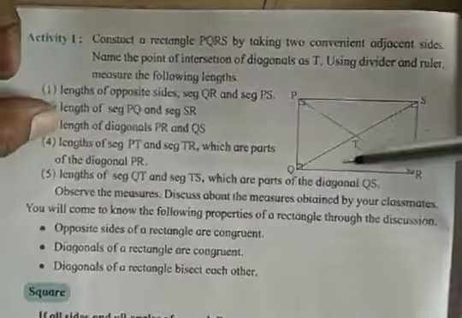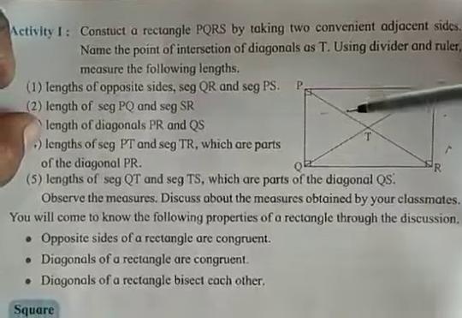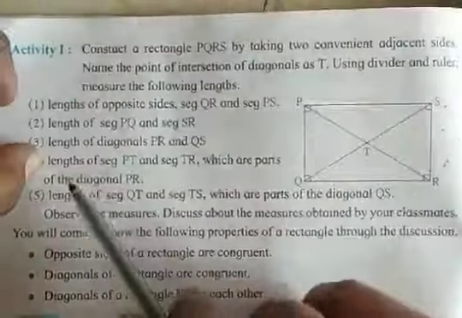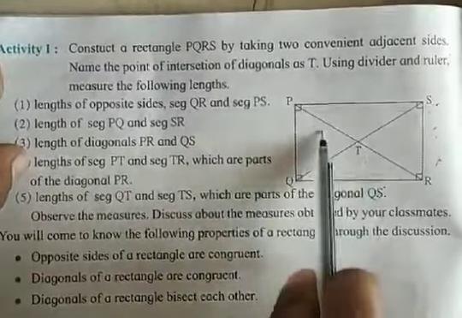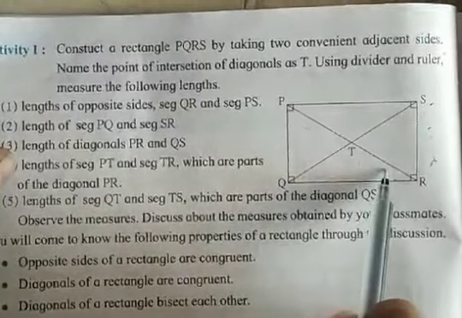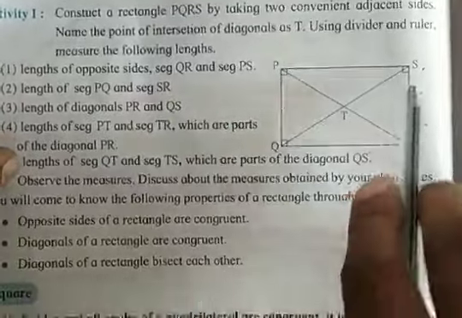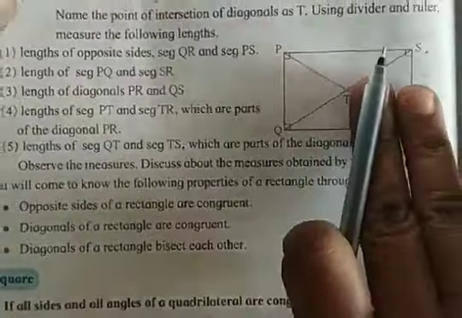Then we have to measure the length of PR and QS, this whole length we have to measure. Then the lengths PT and TR, these are the parts of the diagonals that we will measure. And then we have to see QT and TS. First we will do the construction and then I will show you.